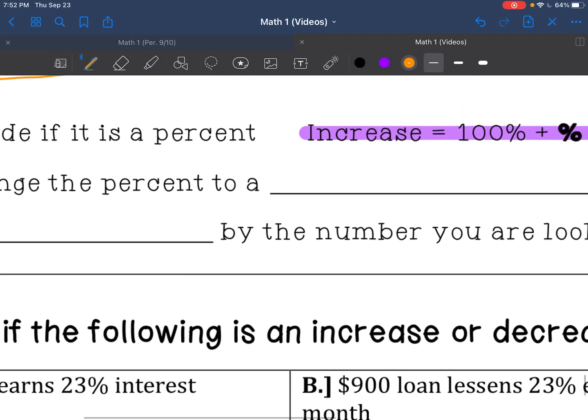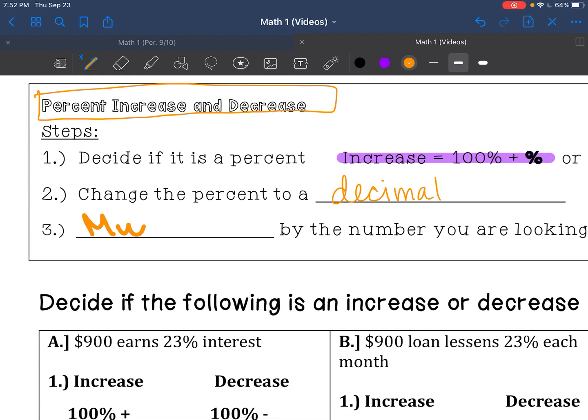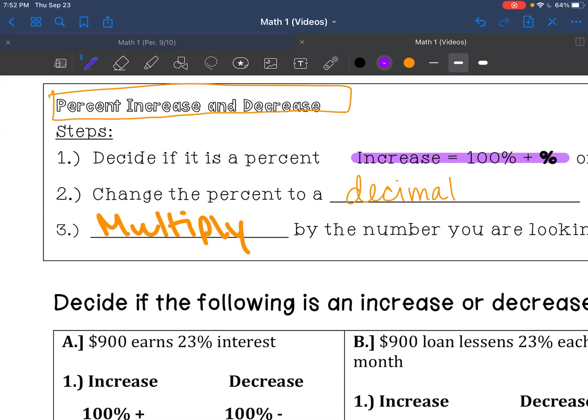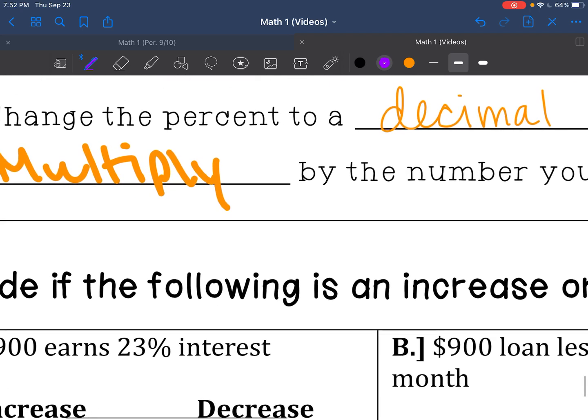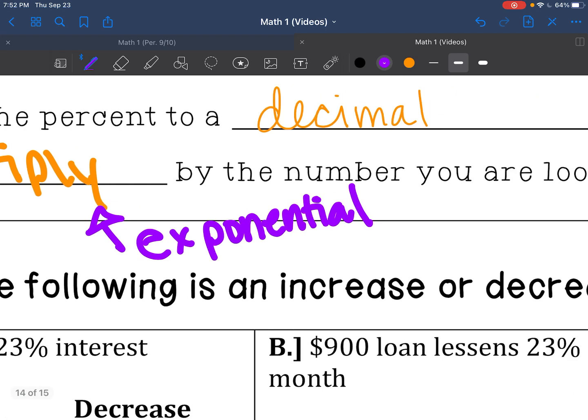After we do that, we change the percent to a decimal, and then we multiply by the number you're looking to find the percent of. Now, if we're multiplying, that means that anytime we see a percent in any word problem, this is going to be exponential, aka what we used to know as geometric.